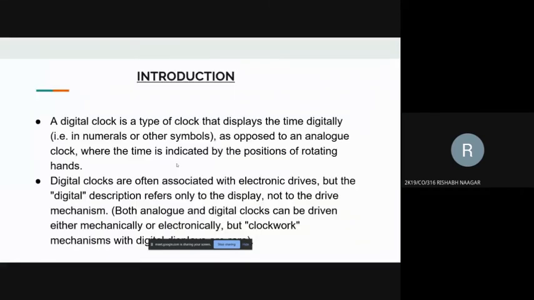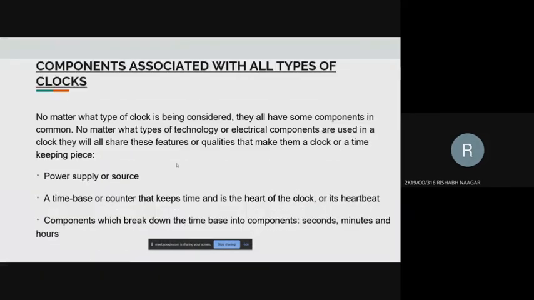So, first of all, what is a digital clock, sir? A digital clock is a type of clock that displays the time digitally as opposed to an analog clock, where the time is indicated by the positions of rotating hands. Digital clocks are often associated with electronic drives, but the digital description refers only to the display, not to the drive mechanism.